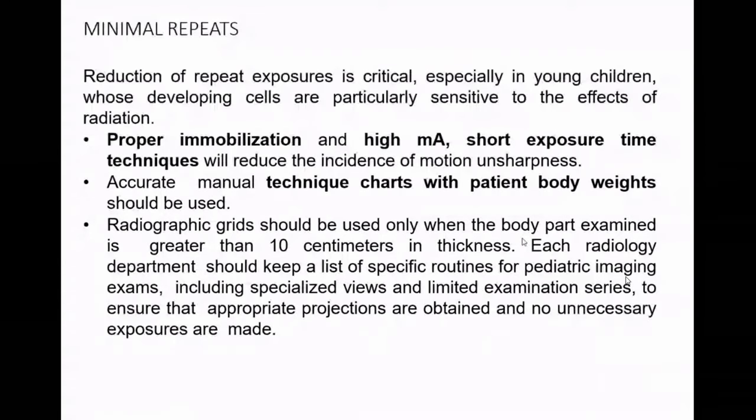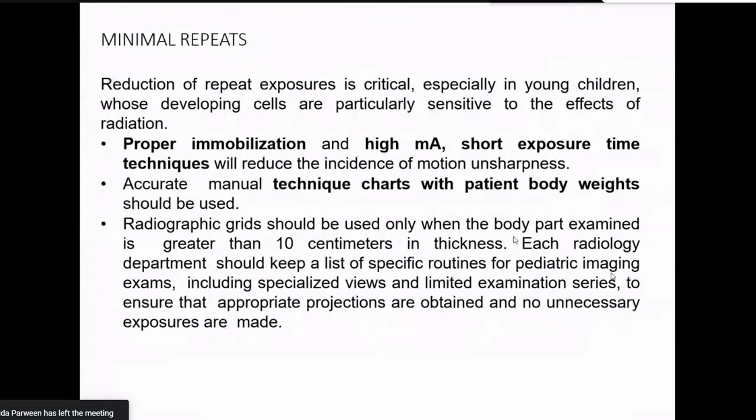So for the particular area of interest, we have particular immobilization devices. And next, we have a high mA technique and short exposure time. Our X-ray equipment comes with different mA stations: 50 mA, 100 mA, 200, 300, 500, and 1000 mA. So suppose we are using 500 mA equipment, for the pediatric patient we can use the 300 mA technique and reduce the exposure time, so that the chance of patient motion blur will be less, and it will also reduce the radiation dose.